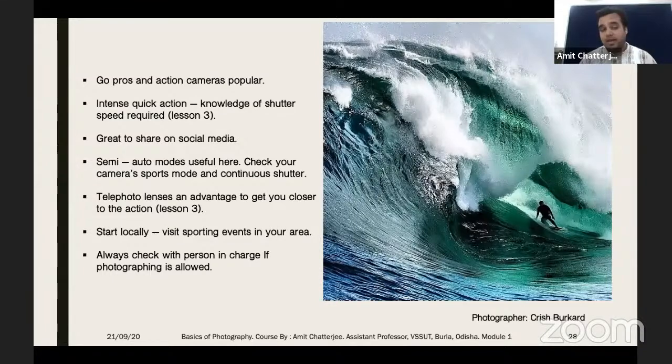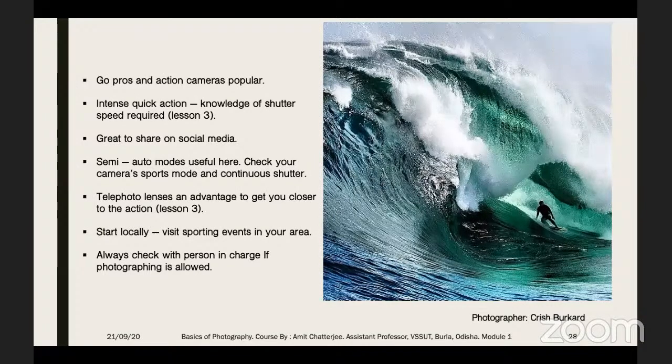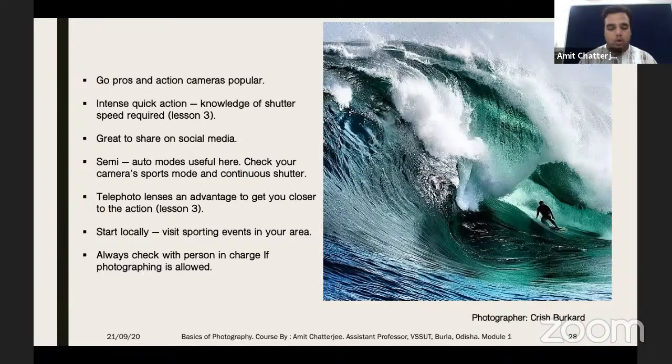GoPro cameras are the things that are becoming really popular these days. GoPros are basically action cameras that are very tiny, and we can take them with us almost everywhere. So you are not really going across with a big DSLR camera to take photographs. You can basically go anywhere with it, and it helps because you are not dependent on the camera about what exactly it is capturing.